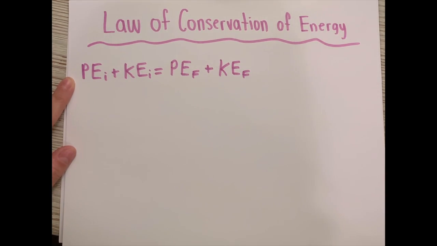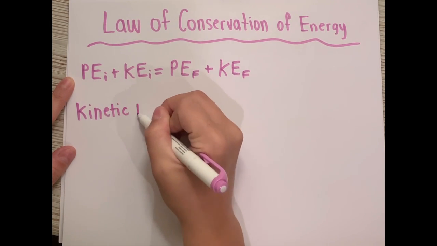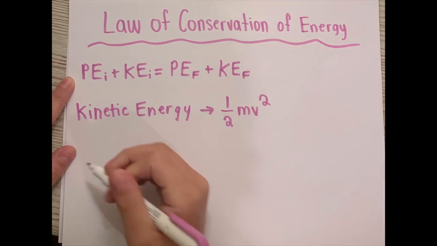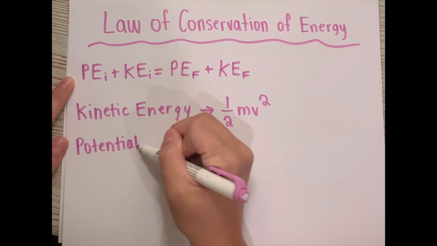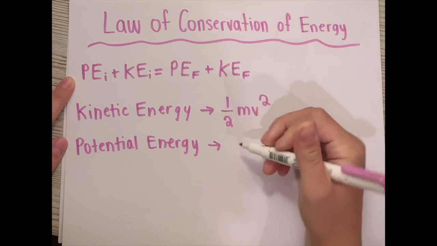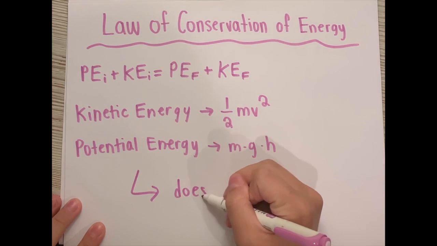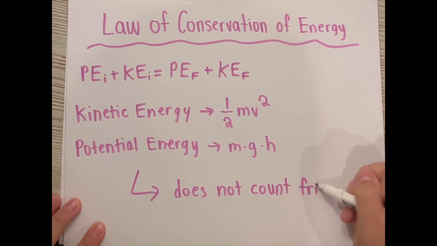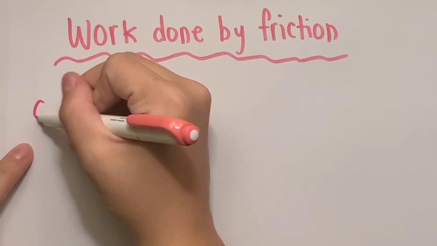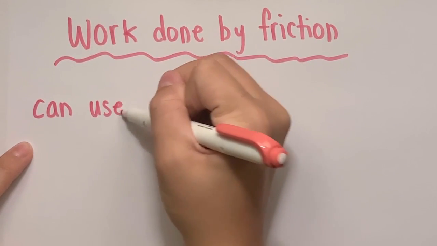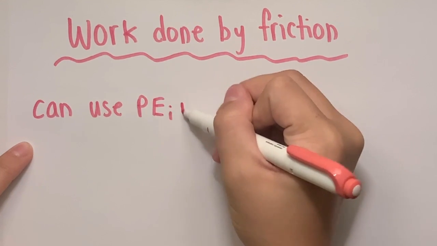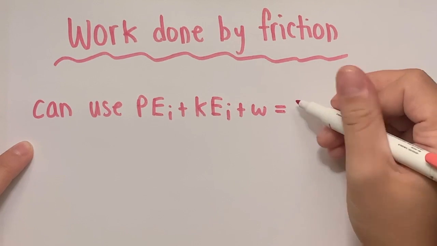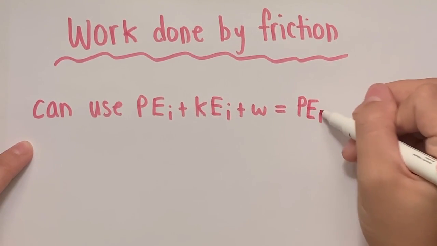The equation for kinetic energy is half of the mass of the object multiplied by the velocity squared. The equation for potential energy is the mass of the object multiplied by its height and then multiplied by the gravitational pull. However, the conservation of energy equation above does not take into account the work done by friction. As stated before, friction causes kinetic energy to be converted into other forms of energy such as thermal and sound energy. Therefore, we can use the equation potential energy initial plus kinetic energy initial plus work equals potential energy final plus kinetic energy final.